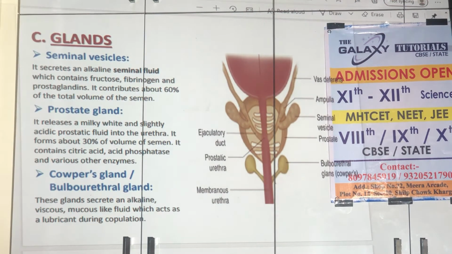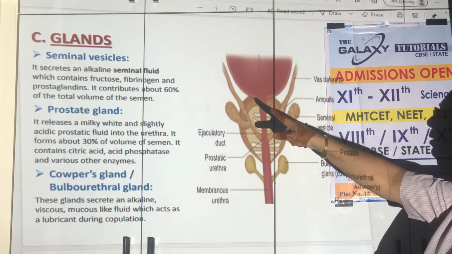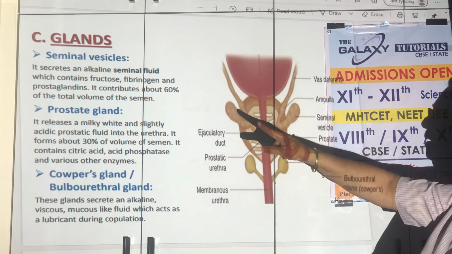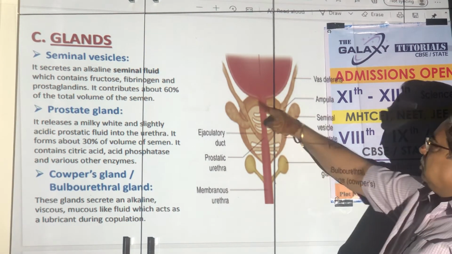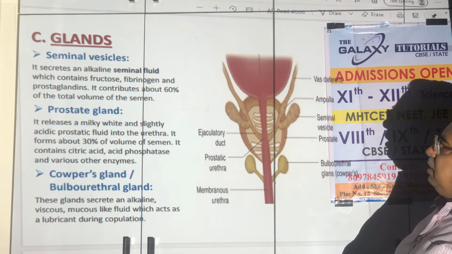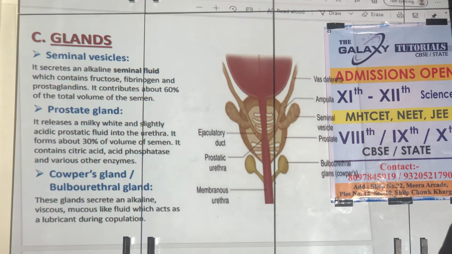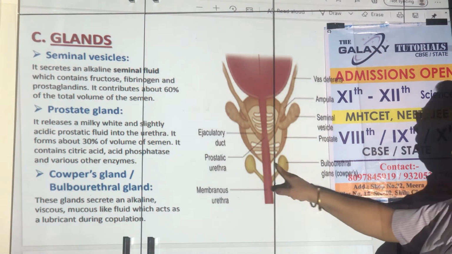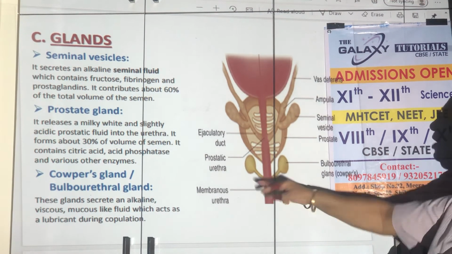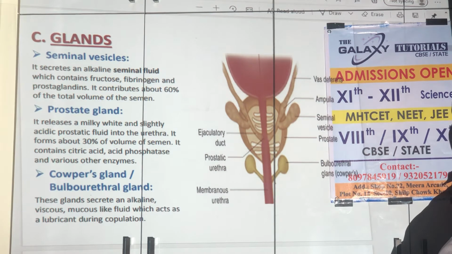Then, what are the extra glands? Seminal vesicles secrete alkaline seminal fluid, which contains fructose, fibrinogen, and prostaglandins. 60% of semen is formed here. Prostate, this structure here, releases milky white and slightly acidic prostatic fluid. 30% of semen contains citric acid, acid phosphatase, and other enzymes. Then we have Cowper's gland or bulbourethral glands, like 2 bulbs at the side. Alkaline viscous mucus-like fluid, which provides lubrication for copulation. So friction decreases and tissue damage does not occur on the reproductive organ.